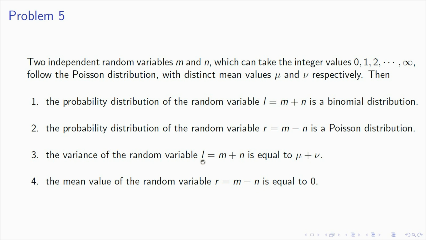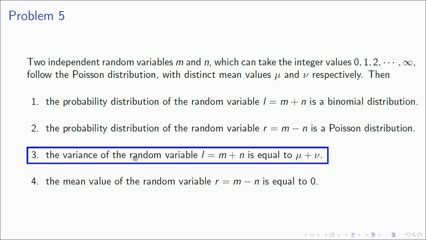So let's just check this option 3 a little bit more carefully. It says the variance of the random variable L, which is m plus n, is equal to mu plus nu. So the variance of m plus n will be equal to the variance of m plus the variance of n, but here it says the mean values are mu and nu. So this seems a little bit incorrect, but then you should notice that for the Poisson distribution, the mean value and the variance are the same. So if it has a mean value of mu, the variance is also mu, and if the mean value is nu, the variance will also be nu. So this option is right. This is the right option.